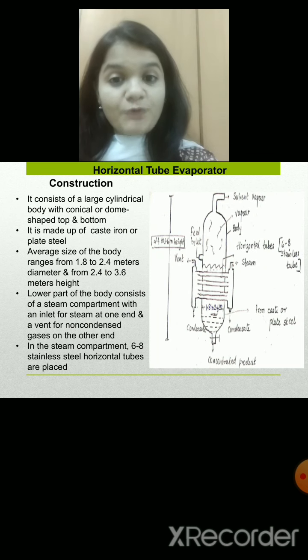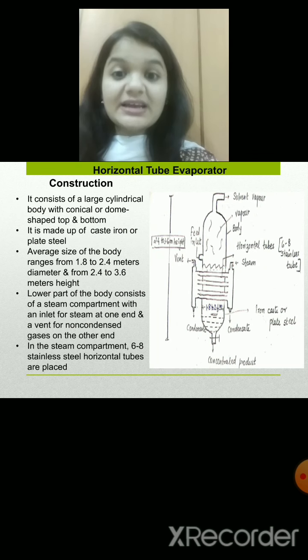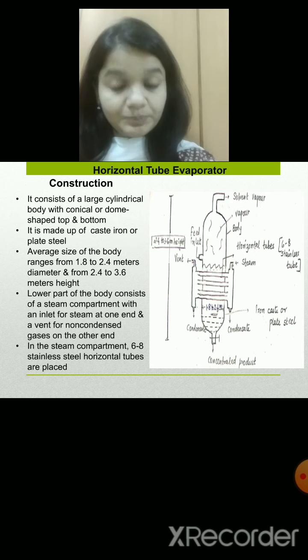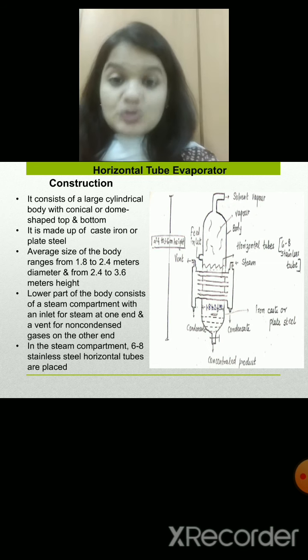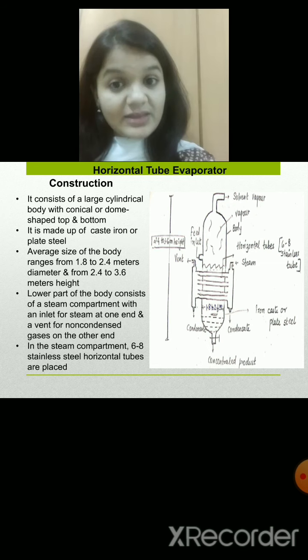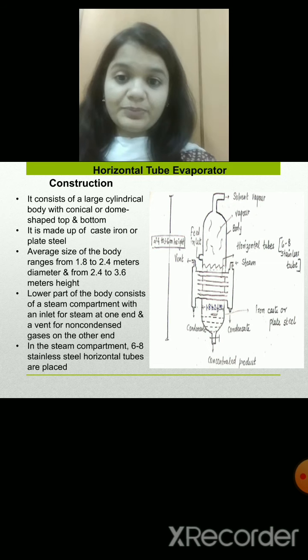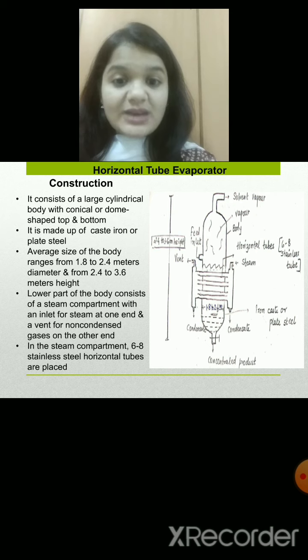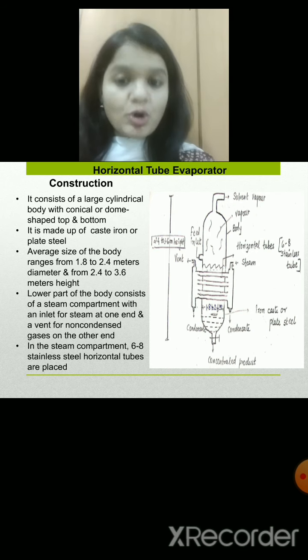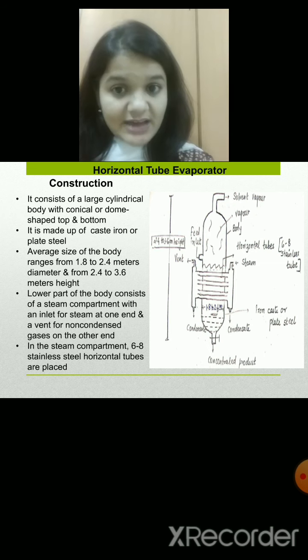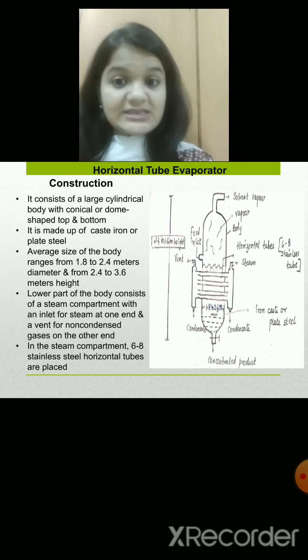Now we'll move forward with the second evaporator, and that is the horizontal tube evaporator. Here also we will be supplying steam to the content. So the basic principle remains the same, that is conduction and convection. So we will be moving towards the construction. Now as you can see in the figure, there is a cylindrical body which is large enough, dome shaped from top and bottom. It is made up of cast iron, or you can say plate steel.